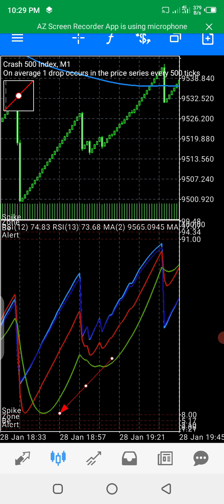Here the trend has changed. Now it's time for you to start buying crash. But in this case, we won't be buying any crash. It's just to catch the spikes. That's our major interest with this strategy, to catch spikes. That's about the crash.